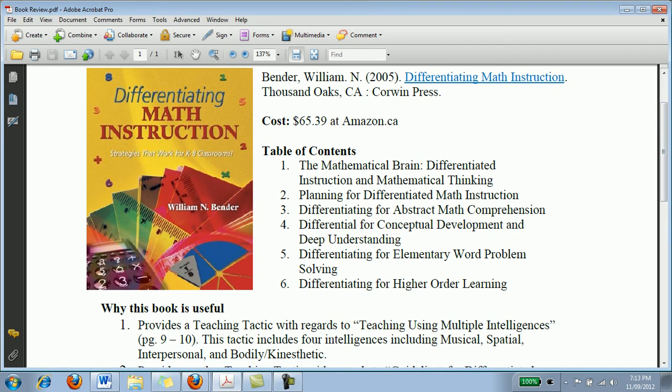The chapters that I would probably recommend for us would be Chapter 6, probably just because of the level that we will be teaching at. The higher order learning is more geared towards 7, 8 and high school, so I would recommend that chapter.